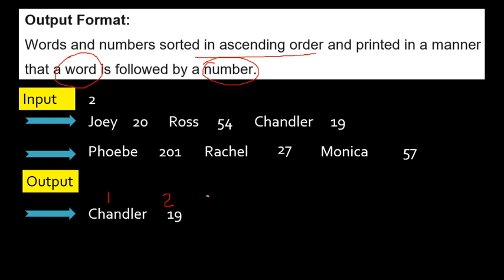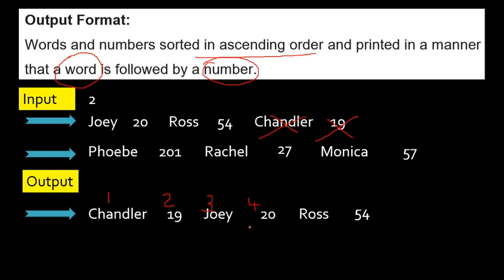Okay, then at the third position, say I have a word, I have a number, this should be followed by a word again. Okay, we have taken Chandler already. What are remaining now? Joey and Ross. Yes, who will come first in alphabetical order? Joey. Okay, now in the fourth position we should have a number. We have completed 19 already, so which number will come to the fourth place? 20 will come to the fourth place. Now remaining values are Ross and 54, so those will occupy the next two places. Clear? Similarly, calculate the output for the next one.